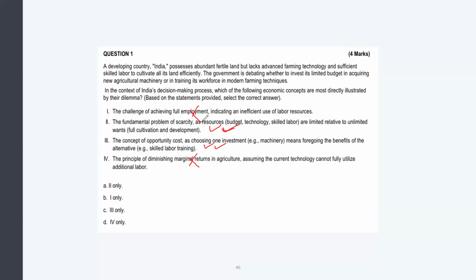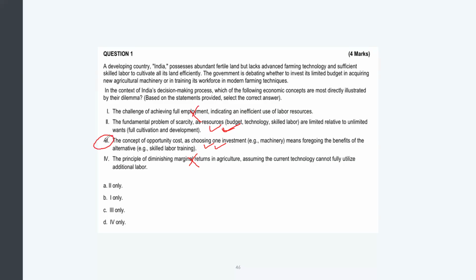So this is the question. Both 3 and 2 are correct. Don't get me wrong. Both 3 and 2 are correct because the question does represent the issue of scarcity, because we have limited skilled labor, a limited budget, and limited technology. And yes, the question does represent the concept of opportunity cost, because if we invest in machinery, we have to forego the benefits of investing in skilled labor. The answer here that is more correct than the other one is actually 3.